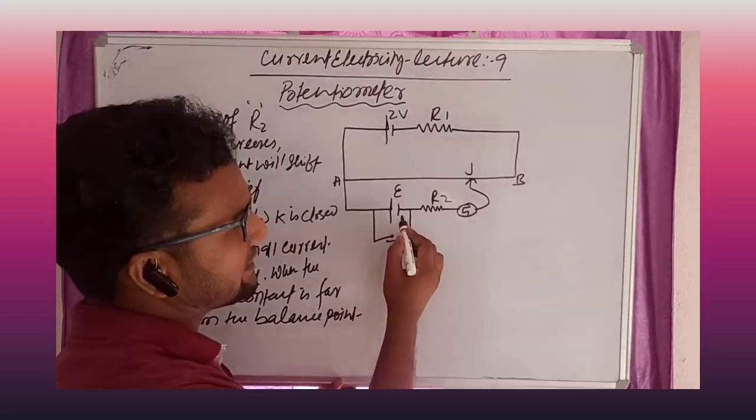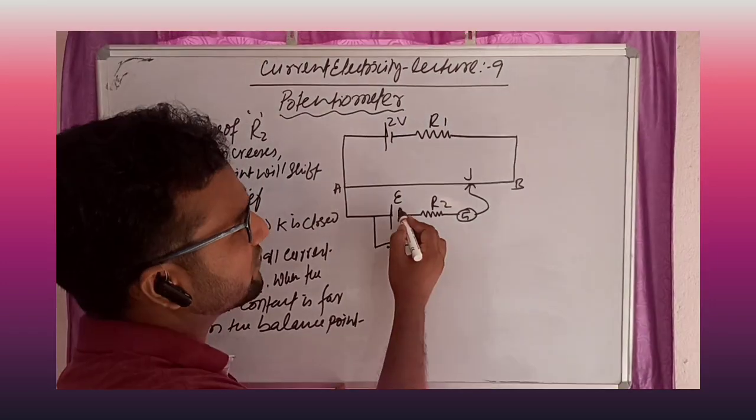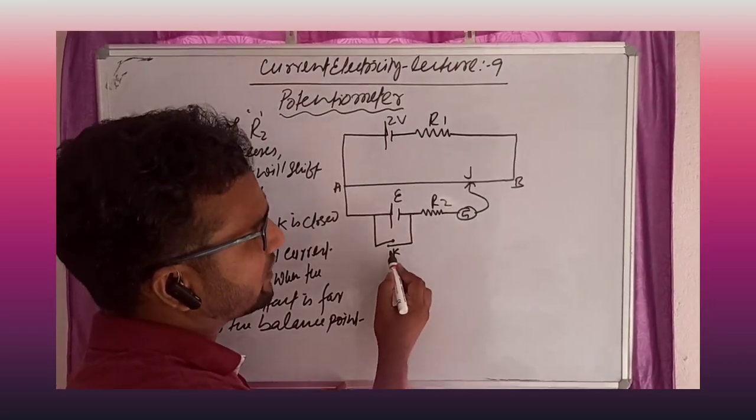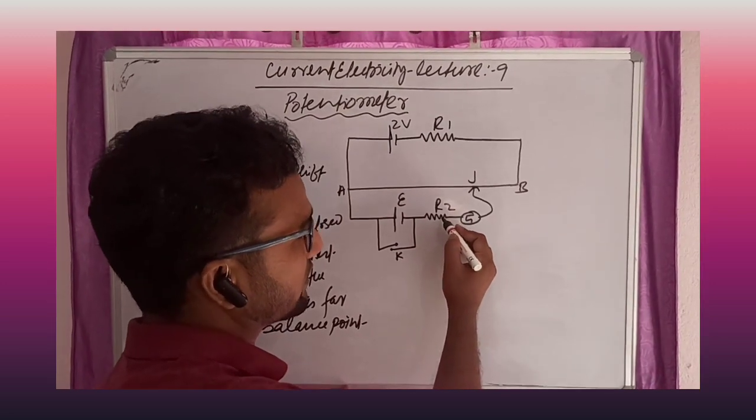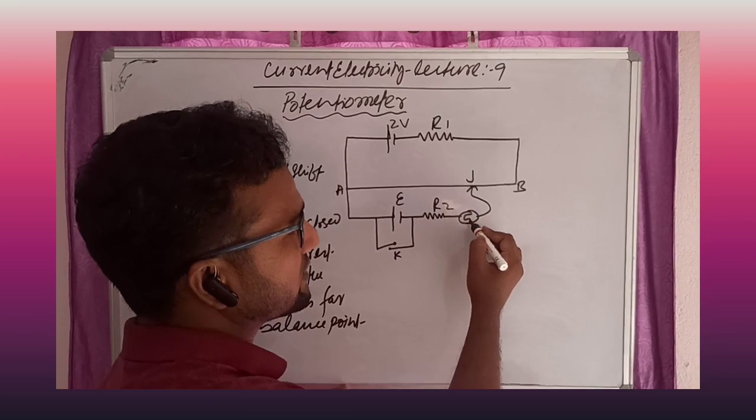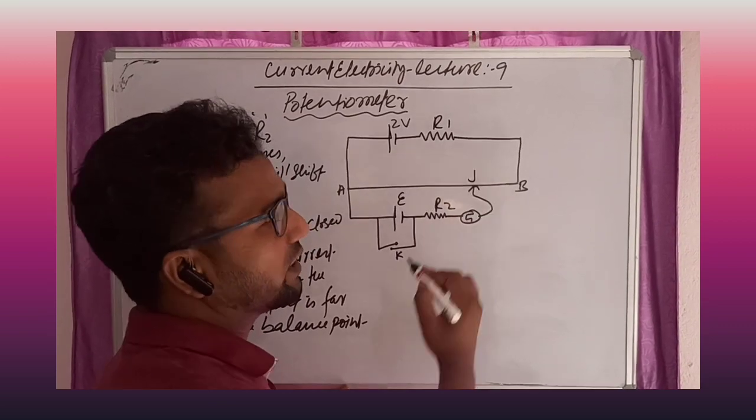Now here is the secondary circuit. The EMF is E. Here is a key. Here is a resistance box of resistance R2, say a high resistance R2. Here is the galvanometer, and we obtain a null point.